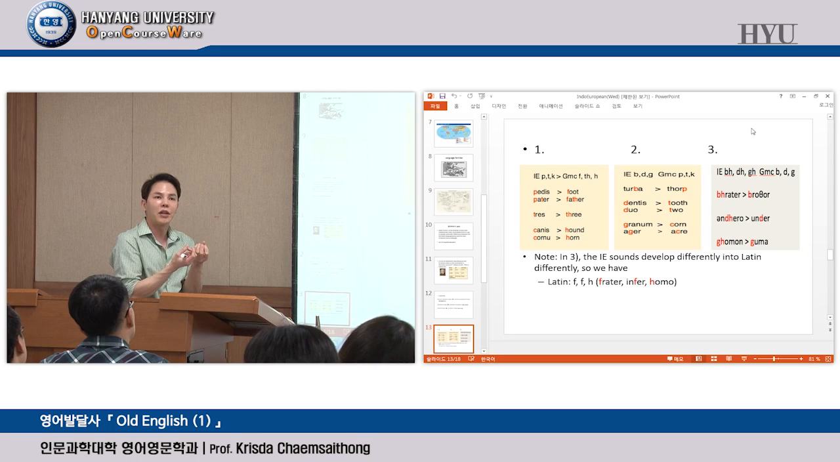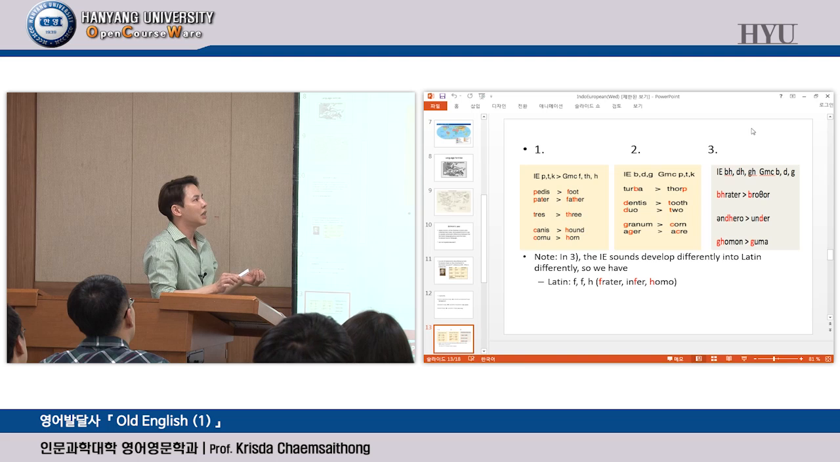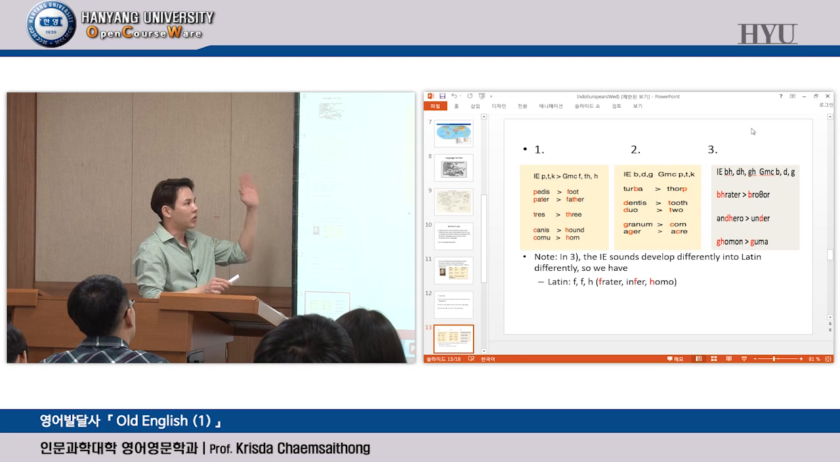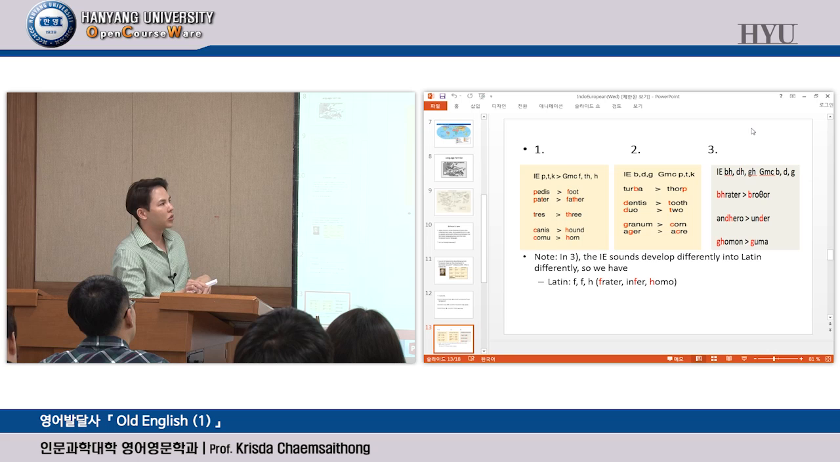When you have pedicure, manicure, like that. So pedis changed to foot, right? P changed to F, right? We know that P changed to F, T changed to TH, like that. So this is one set. The second row is another set, turba to thorp, like that.